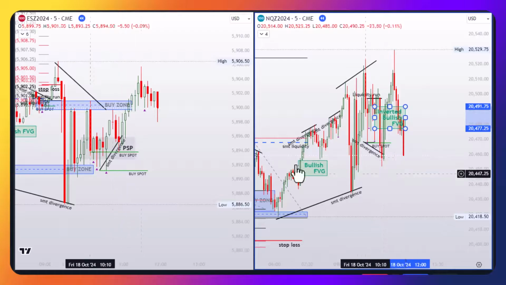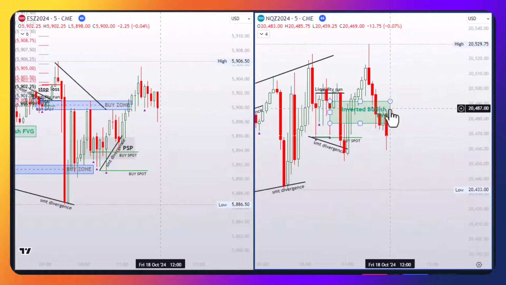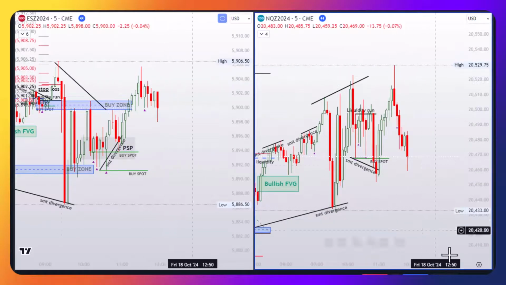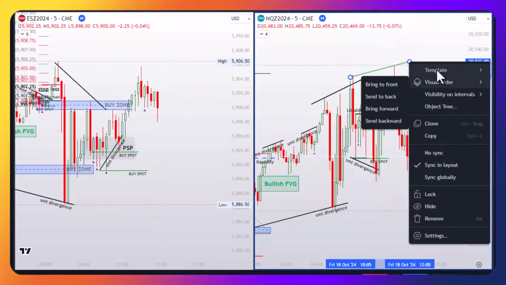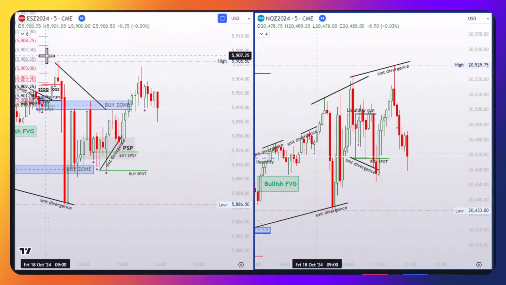Could be taking lots of profit by then. Here's a PSP. Look at that. So it's another PSP that happened after bearish SMT. So right here, NQ hit the high, took liquidity. I know I'm talking too much. This is getting too long.